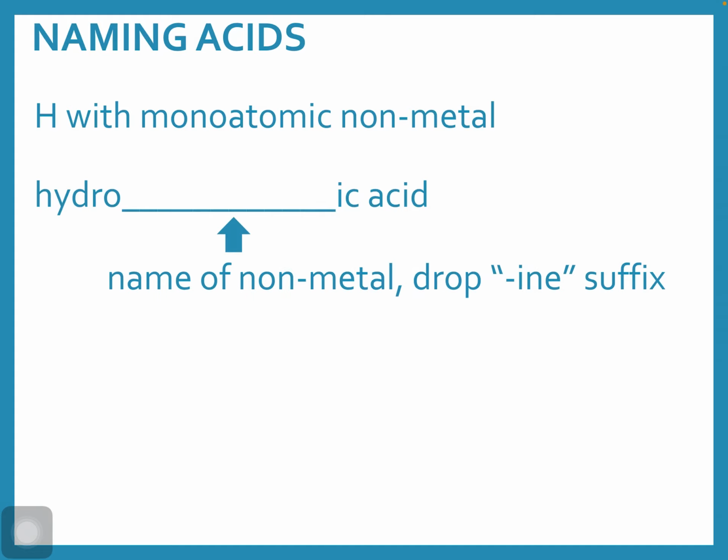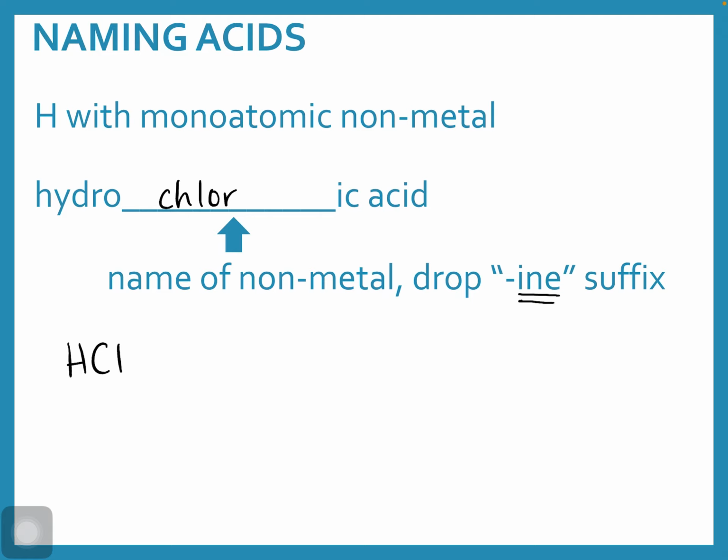So if we think about hydrochloric acid, that is just hydrogen with chlorine. And if it's a halogen like chlorine is, we're going to drop the -ine. So that's going to be hydrochloric acid.